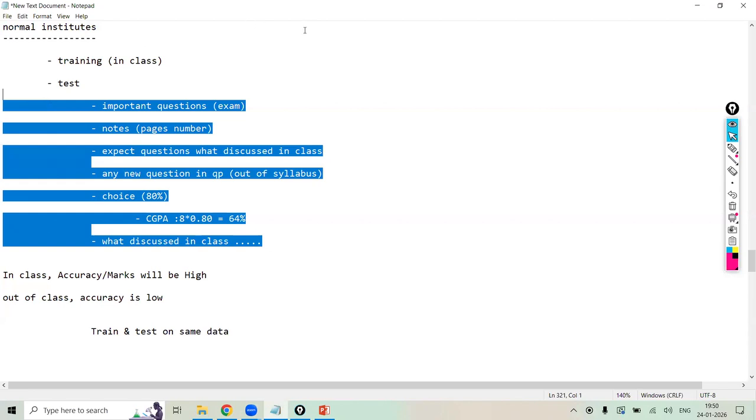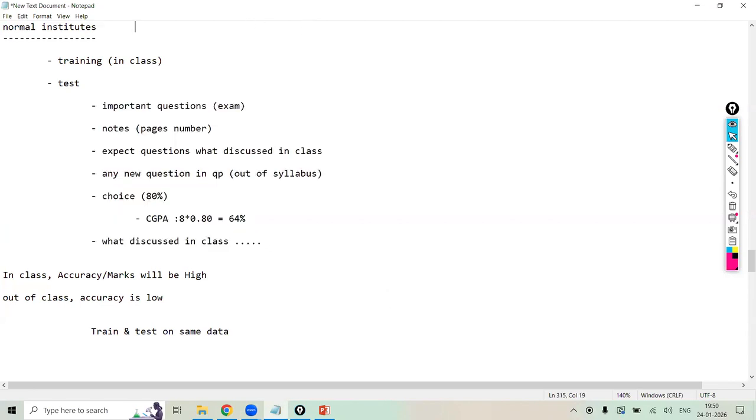Now coming to the next point, which is premium institutes. Everyone will think that their fees are very high, equipment is high, explanation is very high, but nothing is high. Everything is the same only. Their mindset is different. Their training is the same only. The same notes. Training will be done as it is.